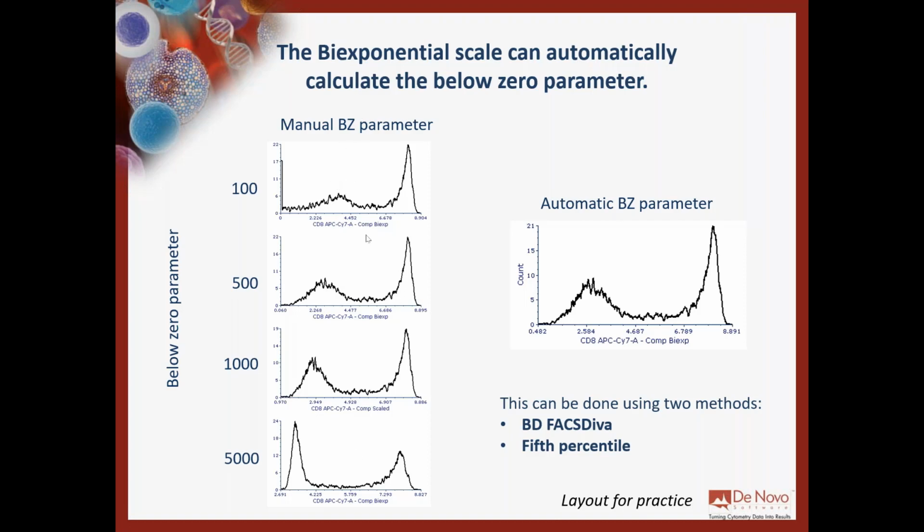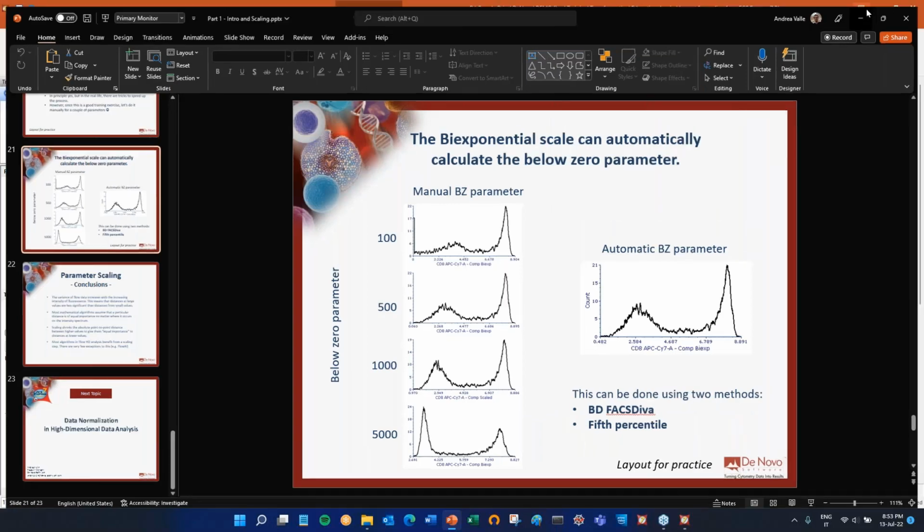But those are just values for this parameter, this data set. If you use another data set, another sample, you might find the best value will be like 20,000. That's fine. The biexponential scale has two methods of calculating the below zero parameter. One is called BD FACSDiva, one is called fifth percentile. The second one is less affected by outliers. I want to show you how to use it, and what the difference is between BD FACSDiva and fifth percentile.